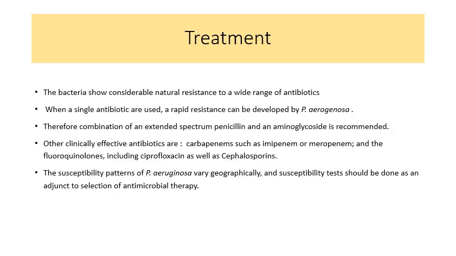For the treatment of infection with Pseudomonas aeruginosa, there are several aspects that should be taken into account when using antibiotic therapy against this organism. Firstly, the bacterium shows considerable natural resistance to a wide range of antibiotics, therefore using a single antibiotic against it leads to rapid development of resistant strains. So, using a combination of an extended-spectrum penicillin and an aminoglycoside is recommended.